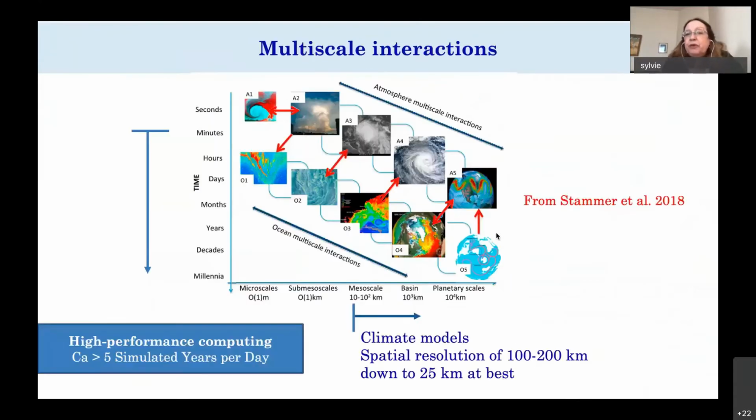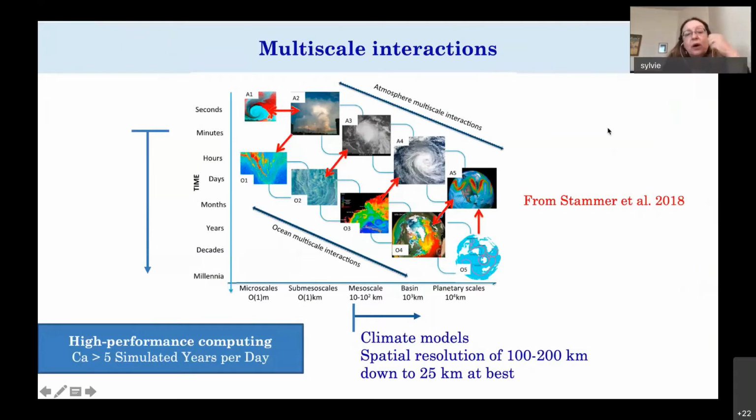And if we take this diagram showing the different scales of interaction that was produced by Stammer et al. in 2018, you can see that in the atmosphere, you have a range of scales as well as the ocean. The row above is the atmosphere, and the row below is the ocean. And typically with climate models, we are in this 120, 200 or down to 25 at best. And you see that that means that we can represent some large scale eddies, but not, of course, in details, the clouds and the small scale eddies, and the same in the ocean.